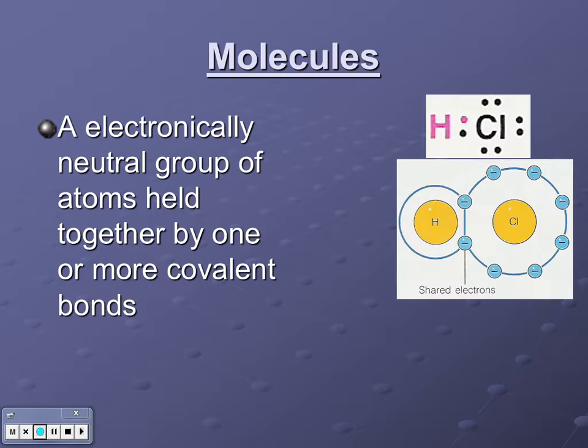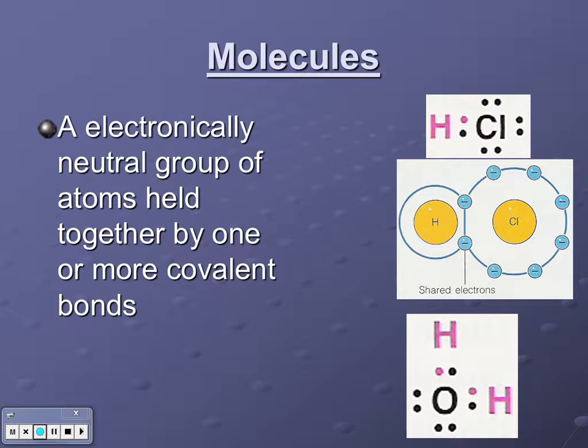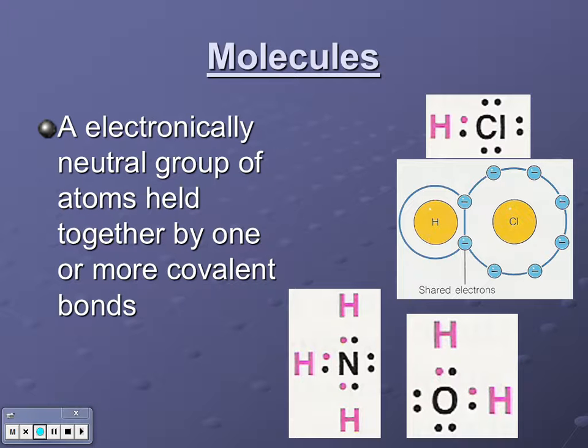Here is a molecule between hydrogen and chlorine. Here is a molecule between 2 hydrogen atoms and an oxygen atom. Here is a molecule of 3 hydrogen atoms and 1 nitrogen atom. They're all held together by covalent bonds because they are nonmetals bonded together with nonmetals. Okay? Good there? All right.